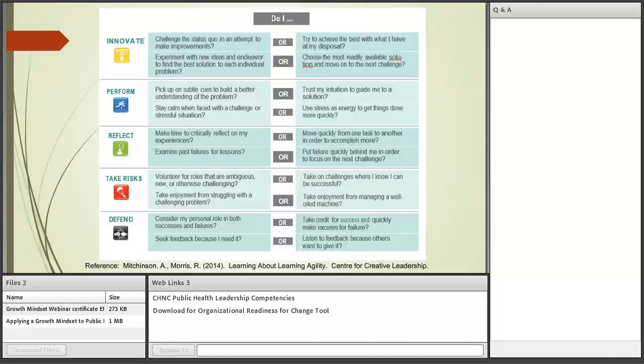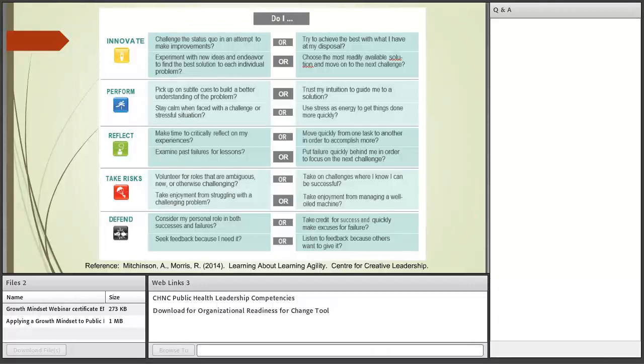Then we get into reflection. Make time to critically reflect on my experiences, examine past failures for lessons. So check off if you are more like that. And then the companion statements for this on the other side are: move quickly from one task to another in order to accomplish more. Put failure quickly behind me in order to focus on the next challenge. If you're more like this, then put a check mark here.